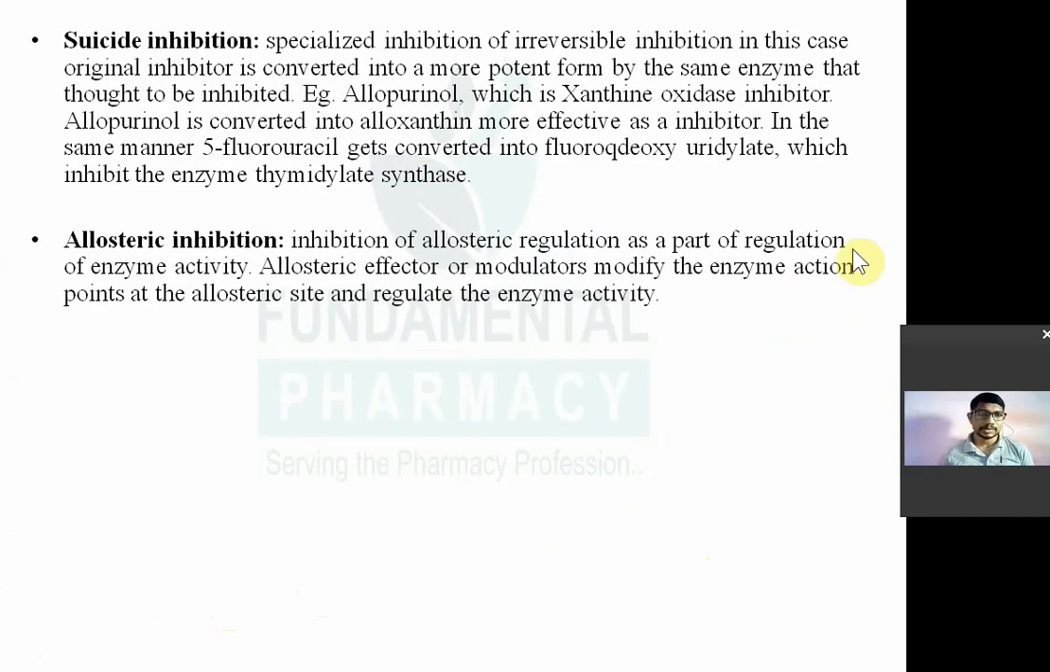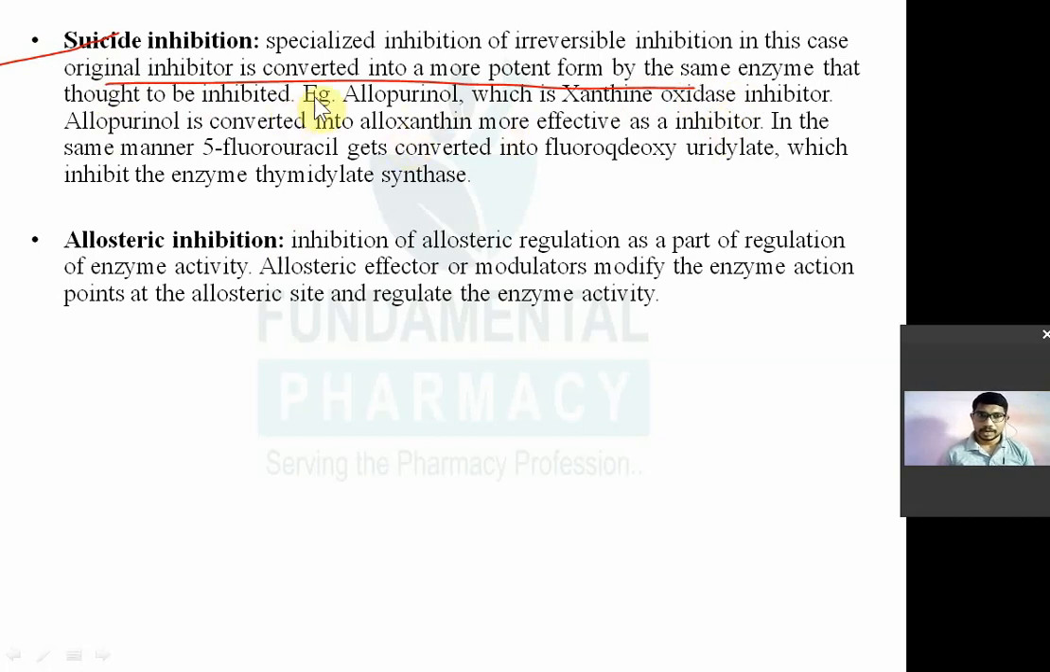Our next one is suicide inhibition. Now what happens in this? It is a specialized type of irreversible inhibition. In this case, the original inhibitor is converted to a more active or more potent inhibitor by the same enzyme. So the inhibitor combines with the enzyme and a more potent inhibitor is formed. It is a specialized type of irreversible inhibition in which the original inhibitor is converted into a more potent inhibitor by the same enzyme that is to be inhibited.